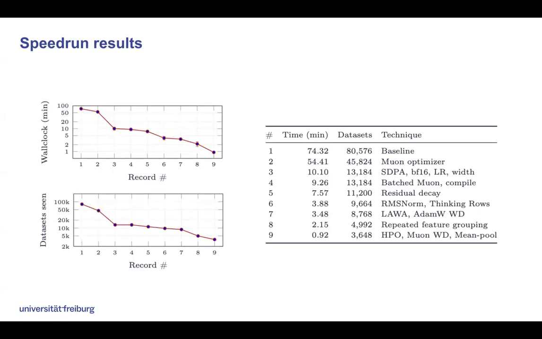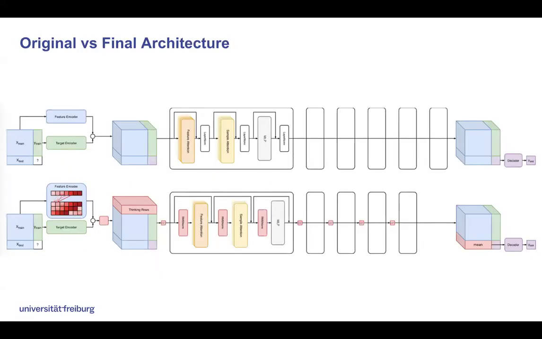Now, the results of the speedrun were that we reduced the pre-training time from 74 minutes down to less than a minute, and the number of data sets from over 80K down to below 4K. And we had a bunch of hyperparameter changes, some training loop changes, and also some architectural changes. I will not go into detail about all of them, but I will show you the architectural changes in here.